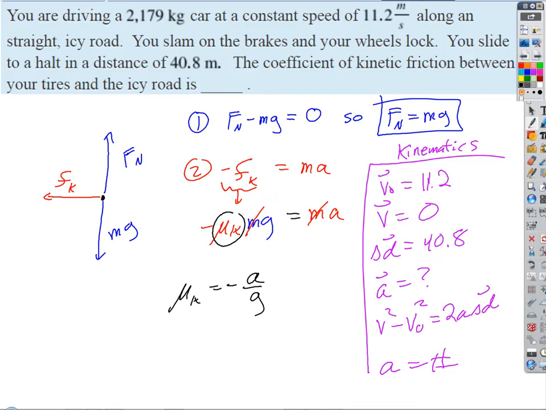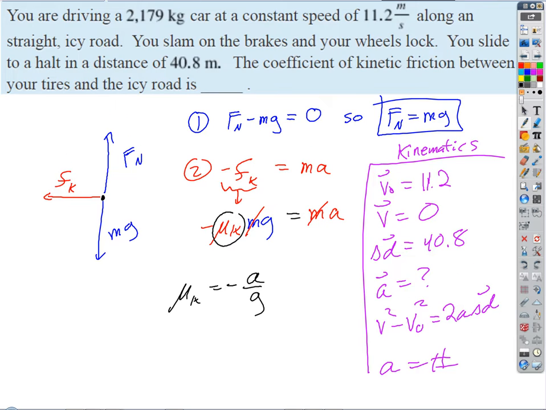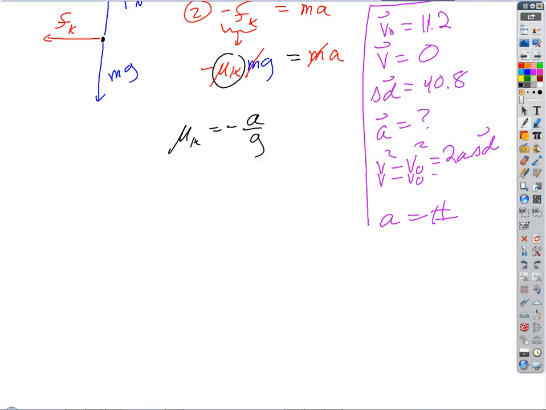And so that's where we sort of left off then. We had to turn this into a kinematics problem. We know that our initial velocity is 11.2. Final velocity is 0 because we're coming to rest. The displacement is positive 40.8, right? And we're trying to find acceleration, and that's just equation number 4, right? And so that's where we left off.